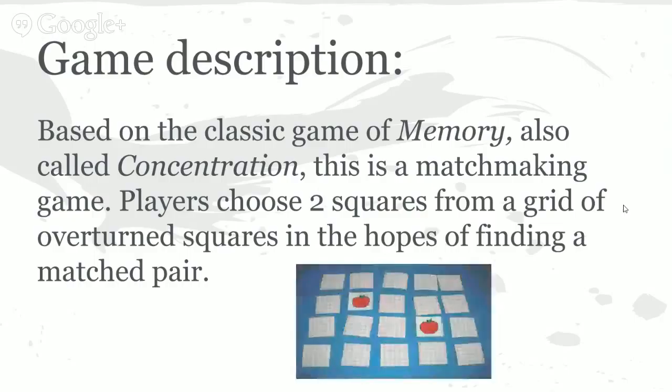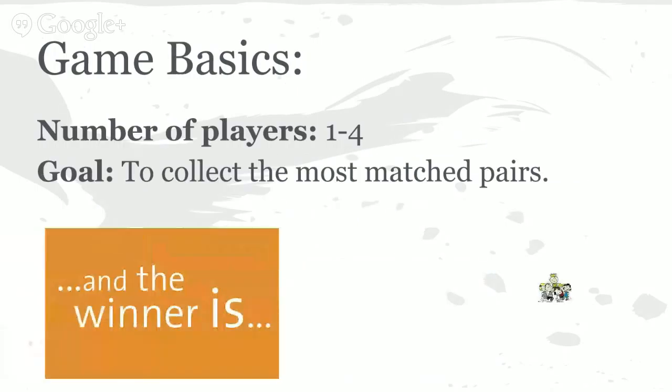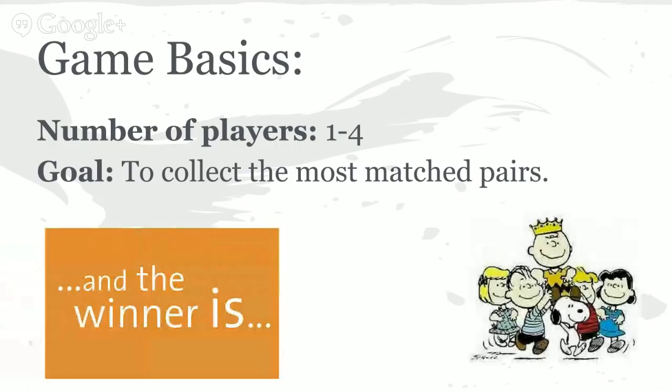The game description, based on the classic game of memory, also called concentration, this is a matchmaking game. Players choose two squares from a grid of overturned squares in the hopes of finding a matched pair. The number of players is from 1 to 4, and the goal is to collect the most matched pairs.